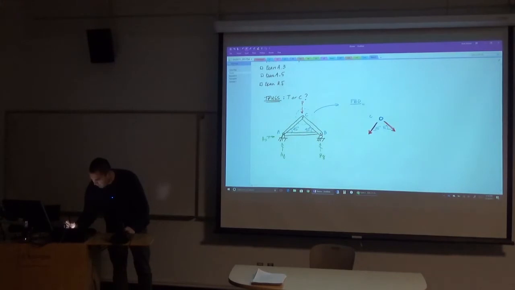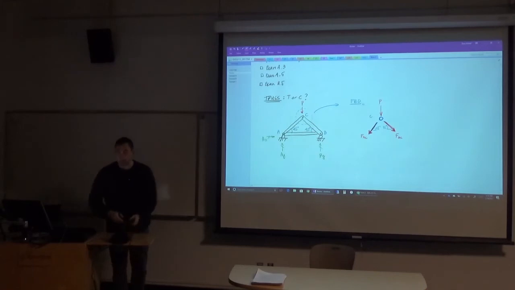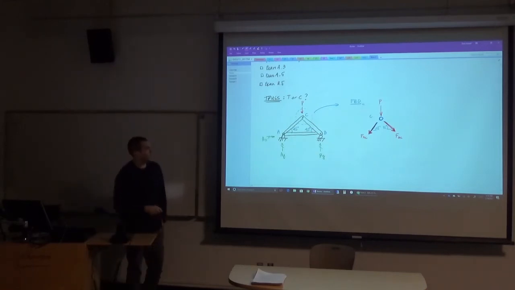It's the same thing over here. And so I can just write this as force AC. I can write this as force BC. And the only other thing that I'm missing here is the applied vertical force P.